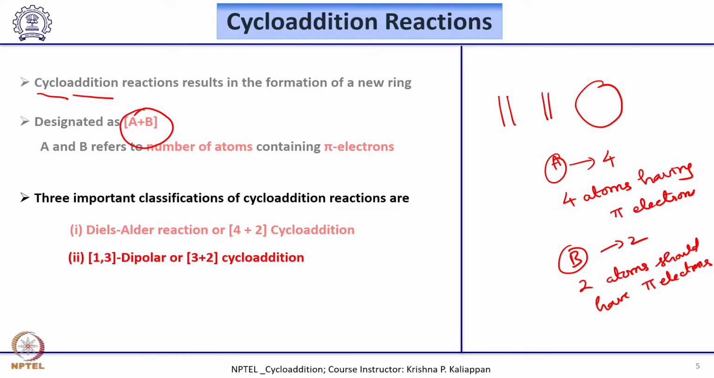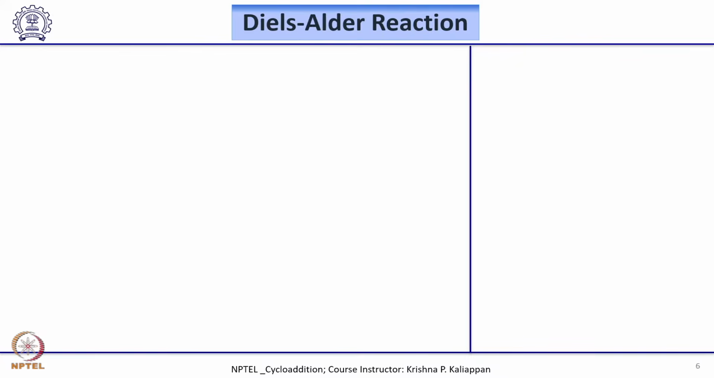The second one is the 1,3-dipolar cycloaddition reaction. This is also called the 3+2 cycloaddition reaction, which means it has 3 atoms having 4 pi electrons and 2 atoms having 2 pi electrons. Then the third one is 2+2 cycloaddition. That means here the 2 components each have 2 pi electrons.